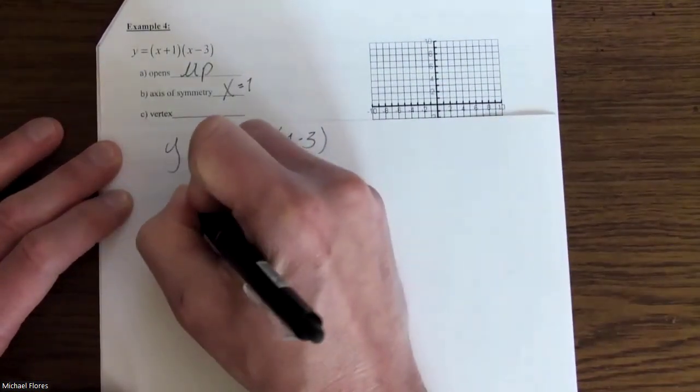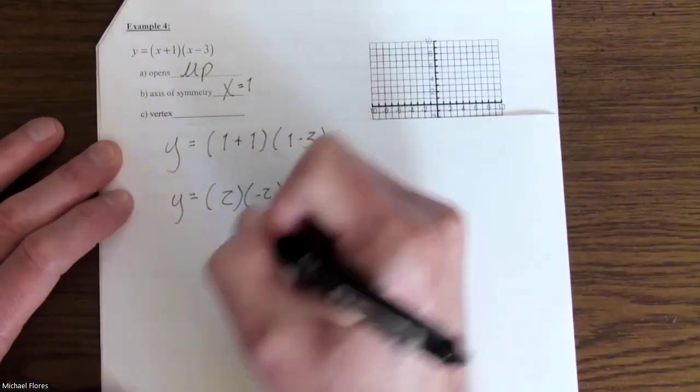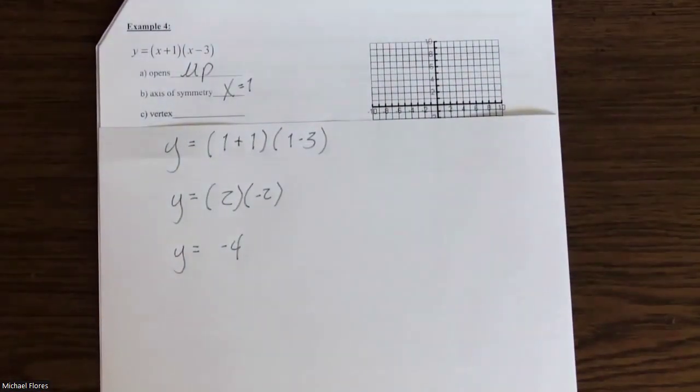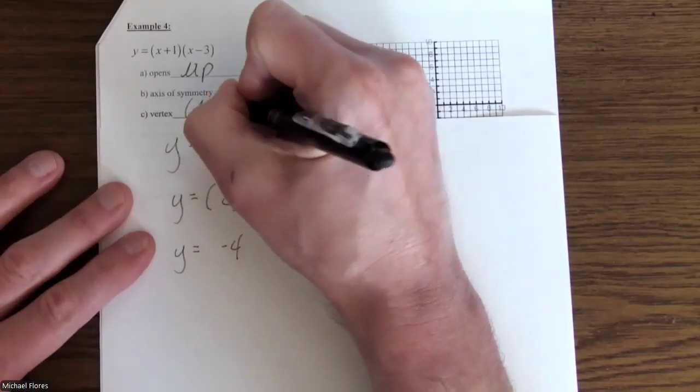And then simplify. Parentheses first. 1 plus 1 is 2. 1 minus 3 is -2. Then you can multiply. We know what our vertex is. It's 1, -4.